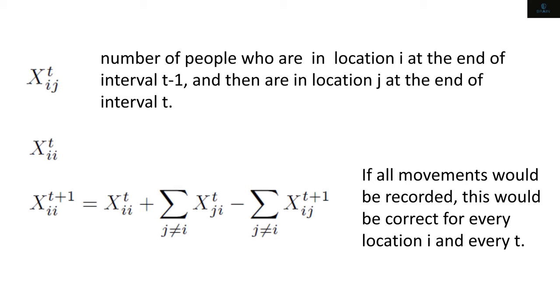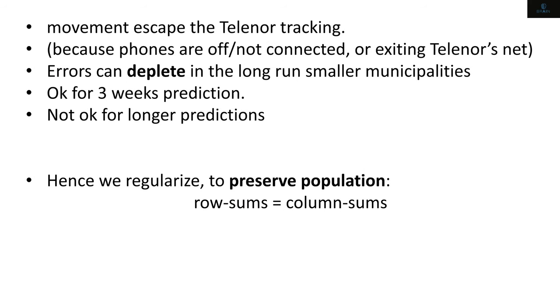If X_ijt is the matrix that tells us how many people moved from commune i to commune j at time t, between t and t minus one, this is this beautiful matrix. Because in principle you conserve people, they don't disappear, there is no exit from the system, then the equation that you read there must be true for every time point and every i, j. But it is not true. It is not true because people escape the Telenor data: the phones are off, they don't work, they are not connected, you do things that are different than expected.